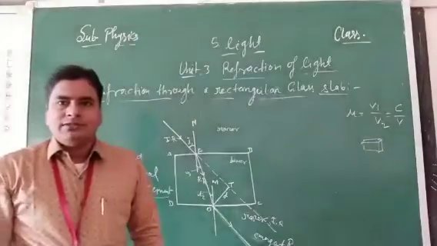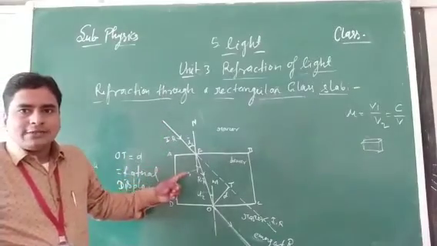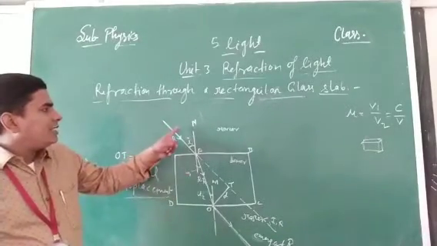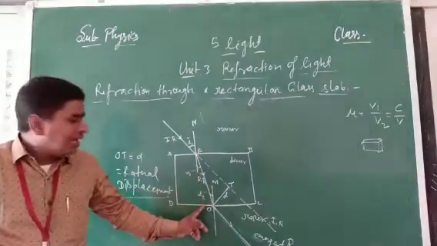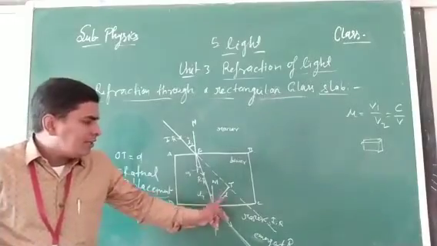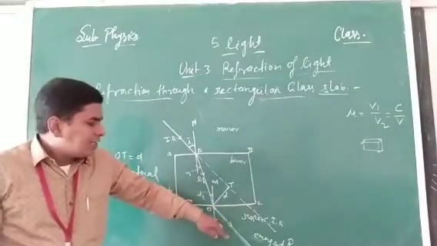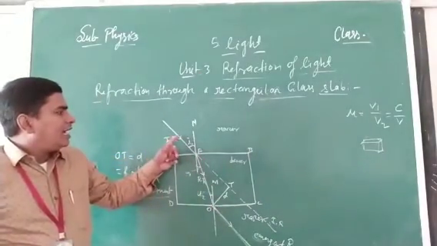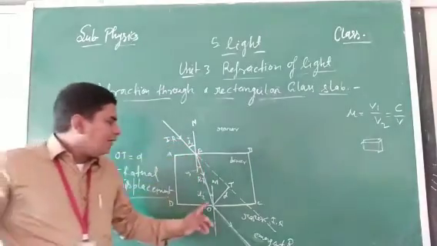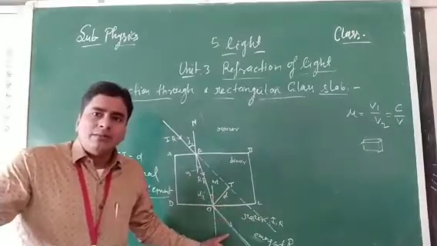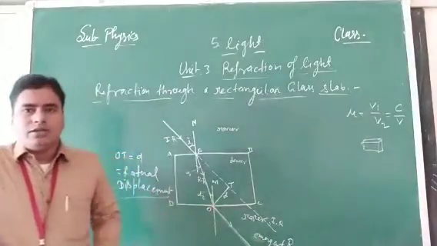Lateral displacement. Okay, clear? So in the case of a glass slab, when the light ray enters from a rarer to a denser medium, it bends towards the normal, and again when it comes out from the denser to the rarer medium, it bends away from the normal.